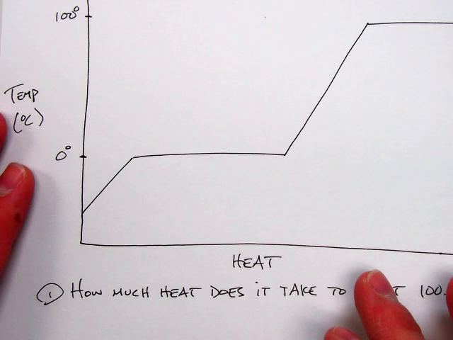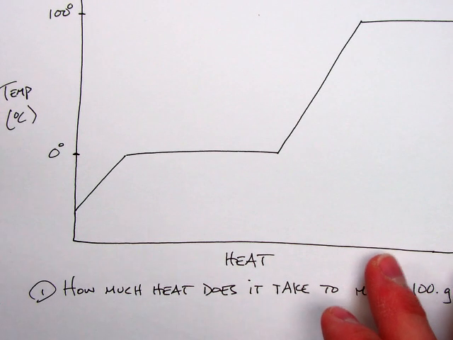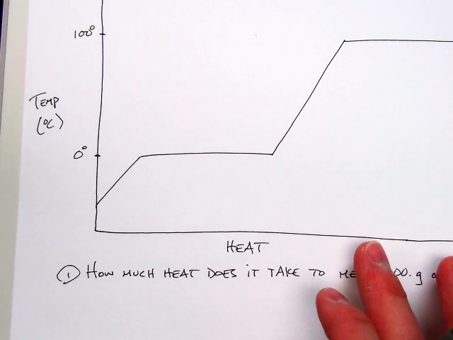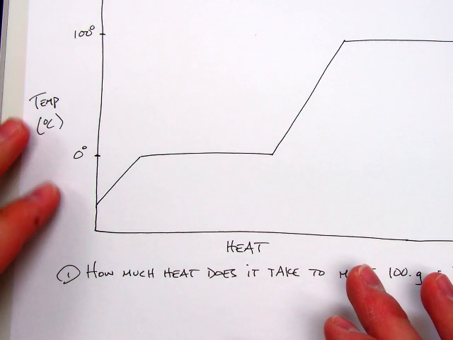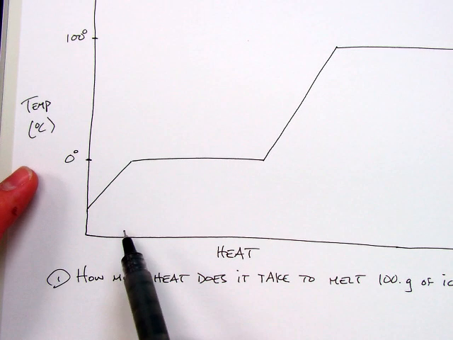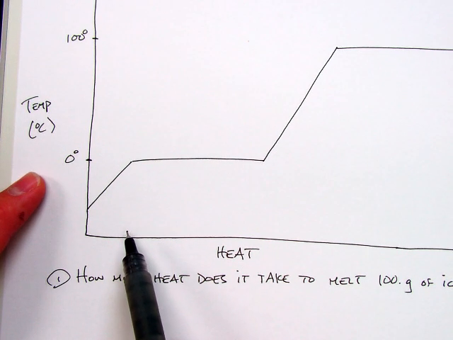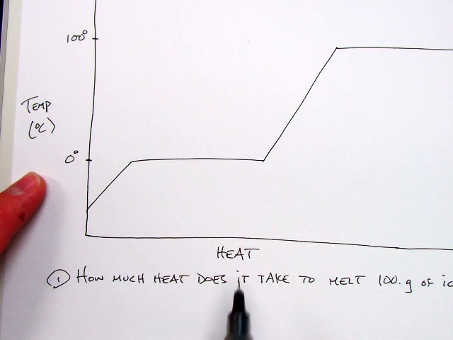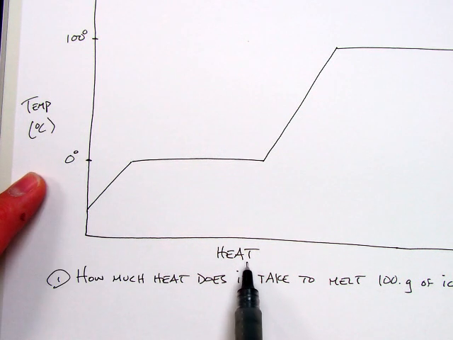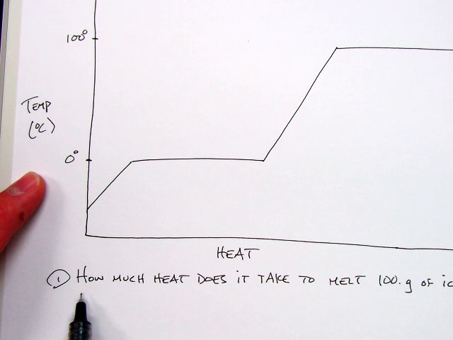I'm going to give you some notes on how to do heat calculations involving phase changes. Okay, so what I've got here is my phase change diagram, with temperature on the y-axis versus heat. My first question is how much heat does it take to melt 100 grams of ice?